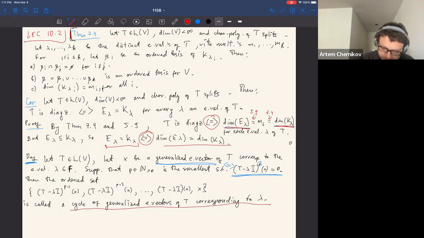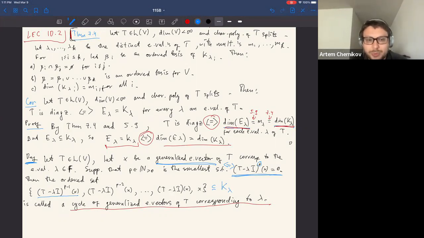So the first vector in it is given by the power p minus 1 of x. So first of all, note each of these is a vector in V. So this is a subset of V. Moreover, it's actually a subset of K_λ.